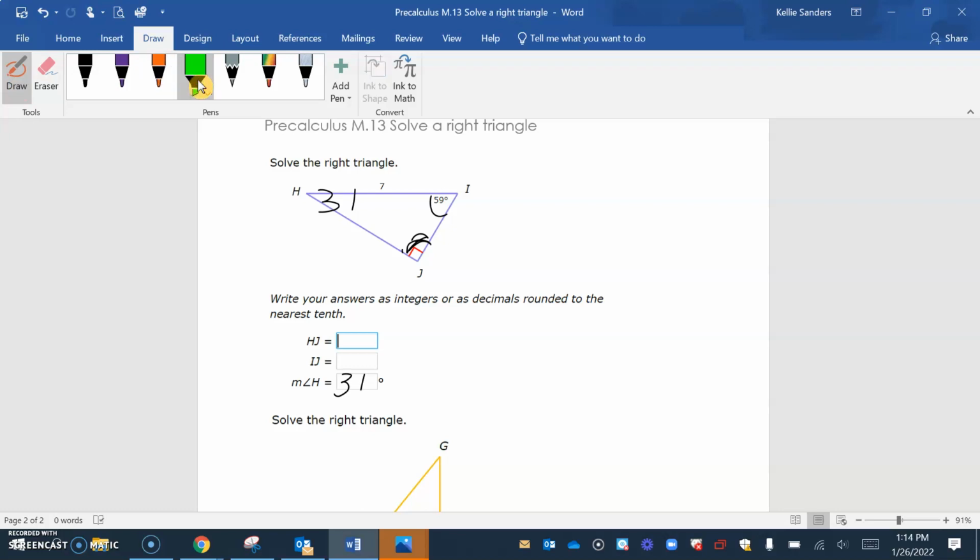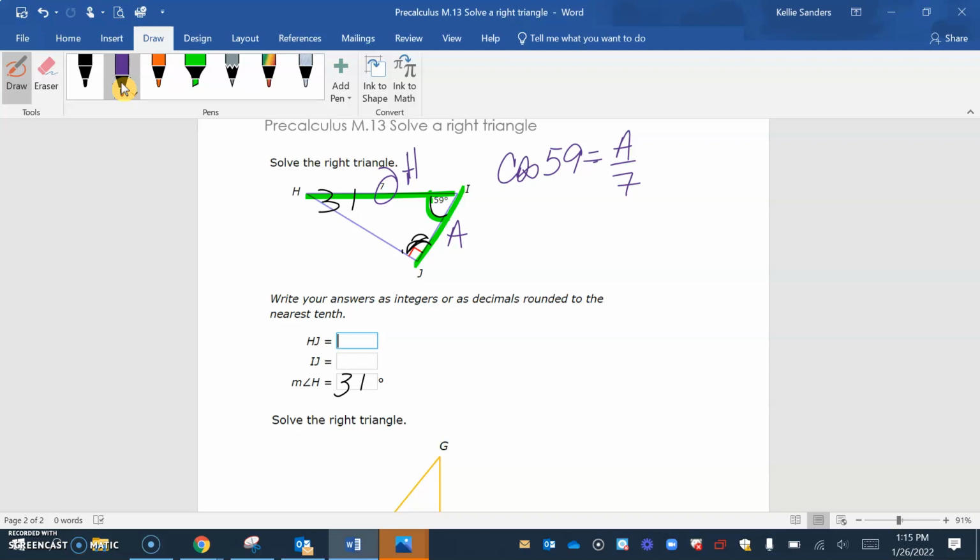Then just choose. I'll choose IJ first using the 59, and they give us the 7. And IJ is adjacent to 59, and this is your hypotenuse. So we're going to use cosine. So cosine 59 equals adjacent, which we don't know, over hypotenuse, which is 7. And since 59 is not our 30, 45, or 60 angle, we're going to have to use the calculator.